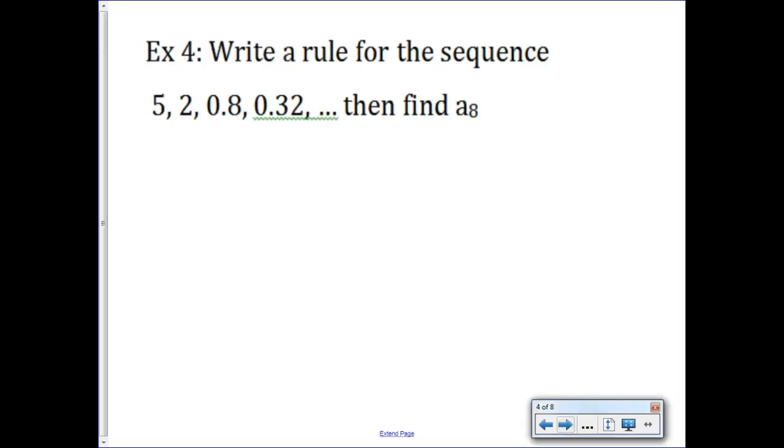For example 4, it says write a rule for this sequence, 5, 2, 0.8, 0.32, and then find a sub 8. So, a sub n is equal to our first term of 5 times, what's our ratio? What's happening every time? If you're not sure, remember you can always divide backwards. So 2 divided by 5 is 0.4. 0.8 divided by 2 is 0.4, and so on. So 0.4 is our ratio, to the n minus 1.